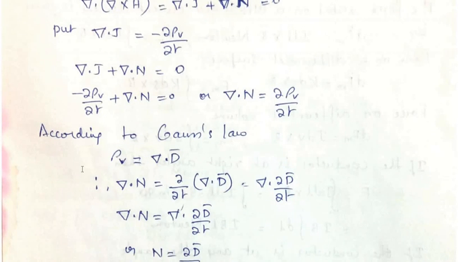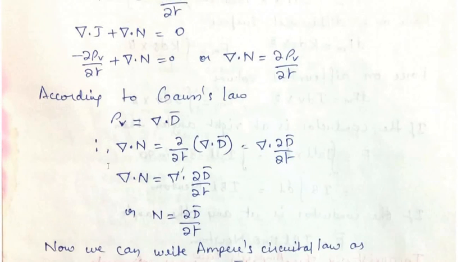Okay, but according to Gauss law, we have this equation, del dot D is equal to rho V. So in place of this rho V, we can write del dot D. Therefore, del dot N is equal to dou by dou T into del dot D. Or you can arrange this properly and write del dot dou D by dou T. So del dot N is equal to del dot dou D by dou T. So equate the similar terms on both sides. We can write N is equal to dou D by dou T.